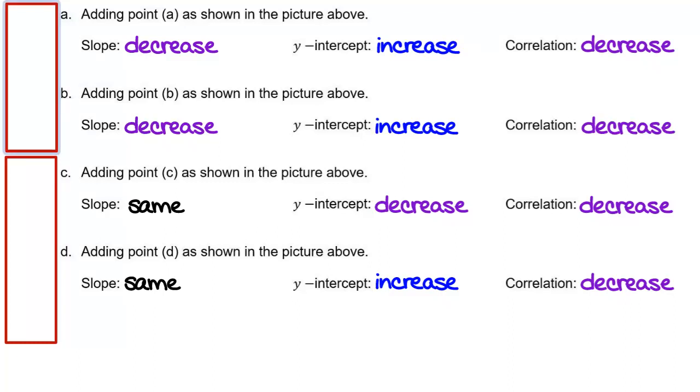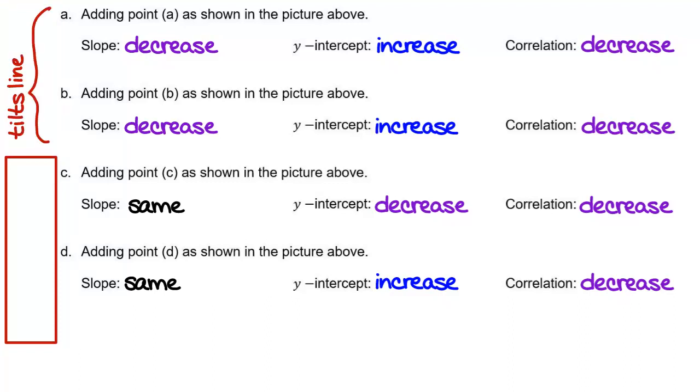So on these first two, we were adding things in the horizontal direction. When you add things in the horizontal direction, it tilted your line, which changed your y-intercept because your slope fluctuated.